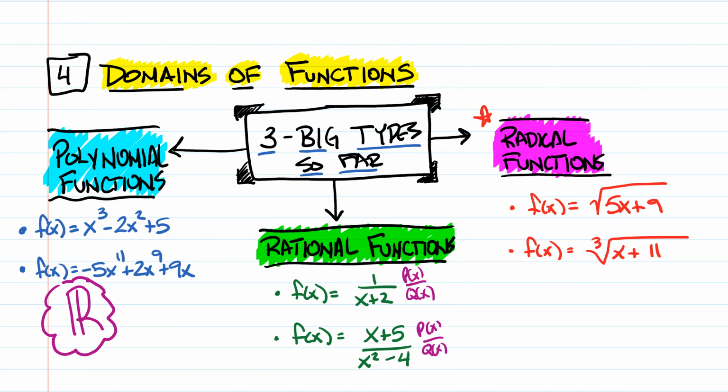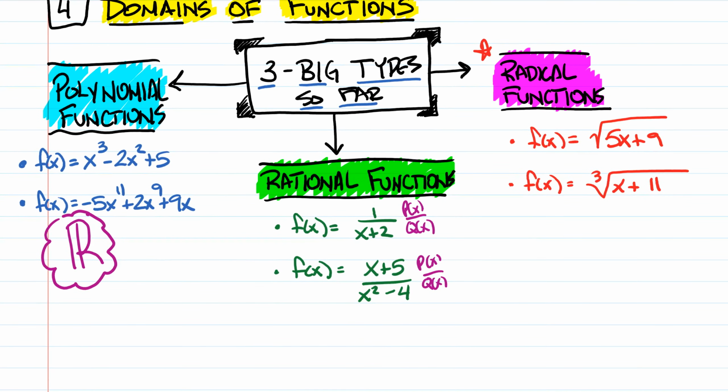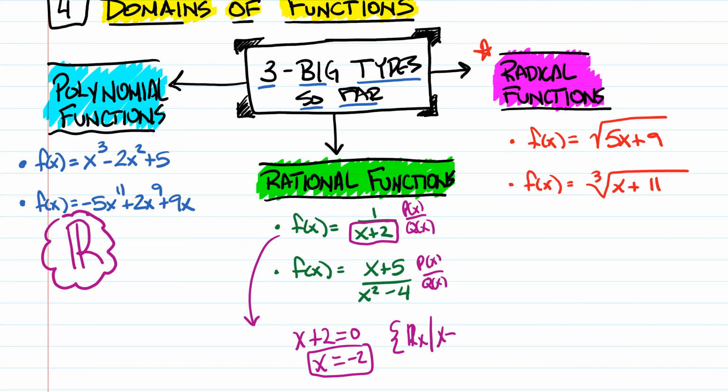And the way that we find the domains for a rational function is we always set the denominator equal to 0 and we would solve. So as an example, if I wanted the domain for this guy, I would set x plus 2 equal to 0 and solve, and I would get x is equal to -2. So therefore, one way to represent it in set notation, you may recall, is all real x, such that x is not equal to -2. This guy, same thing, set the denominator equal to 0 and solve. That's how you find domains for rational functions.